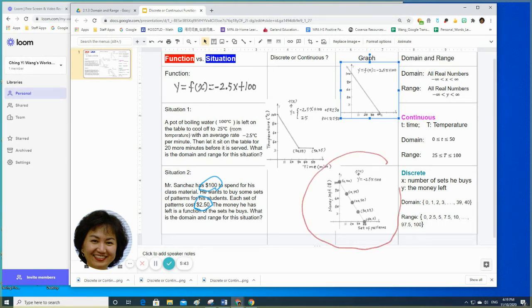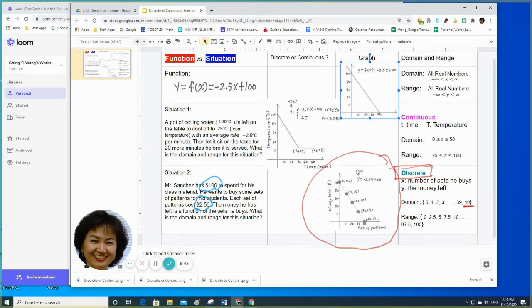This figure shows us the situation. You have to know this is a discrete situation. Why is this a discrete situation? It's because he can buy no sets, like he doesn't buy anything. That's 0. Or he can buy 1 set, 2 sets, all the way till 40 sets. Because he has only $100. Each one costs $2.50. The most he can buy is 40 sets.